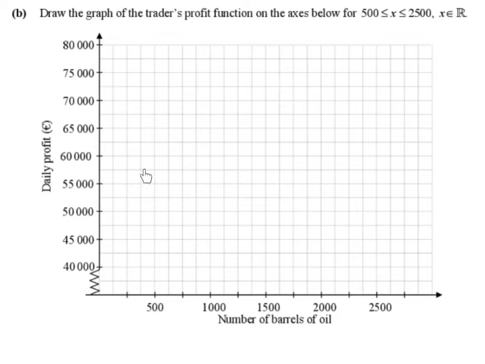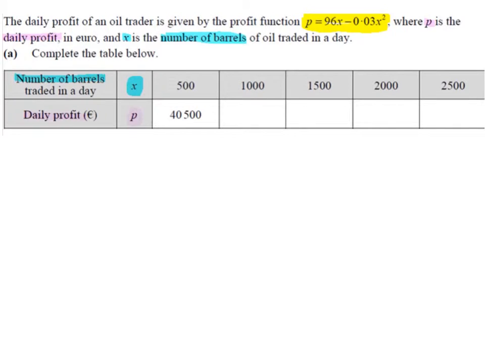So this is the graph that we're going to use to answer part B. The x-axis represents the number of barrels of oil, and the y-axis represents the daily profit in euro. So part A, complete the table below.